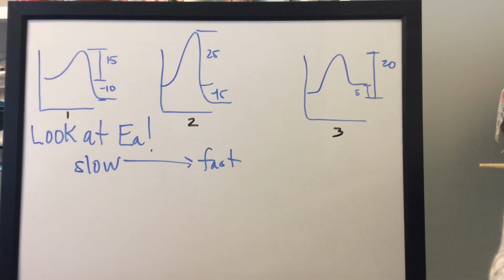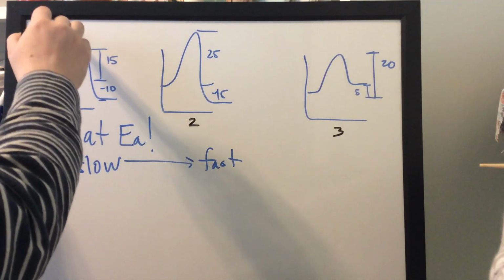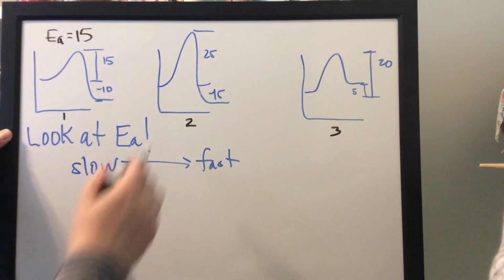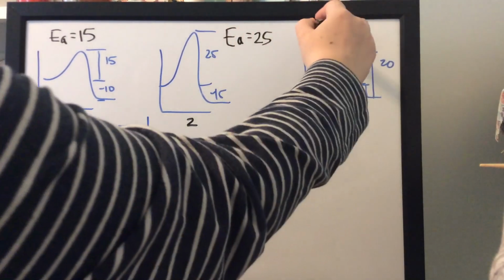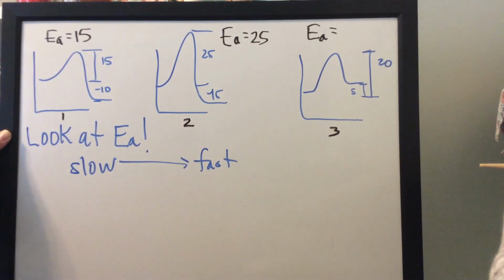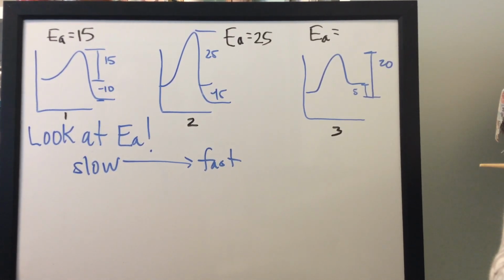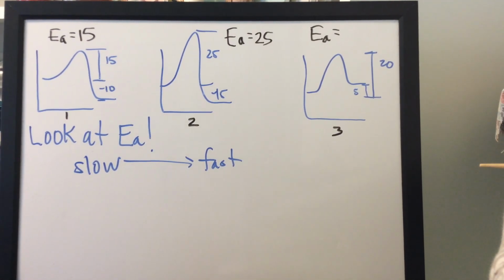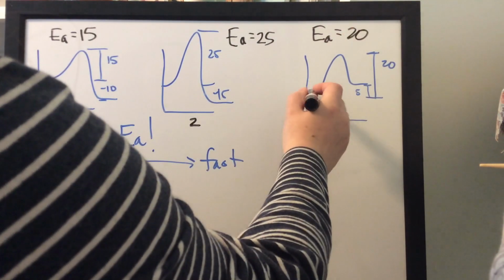In the first graph, the activation energy is fairly clearly given to you at 15, right? From the top of the hill to where the reactants were. So activation energy is 15 here. Activation energy here is 25. And this one's a little bit tricky because you might say activation energy is 20, but that's not the activation energy. Or no, I'm sorry. It is the activation energy. Sorry, I misspoke. I was thinking about the next question. So in this case, the activation energy is 20 from the reactants to the top of the hill.